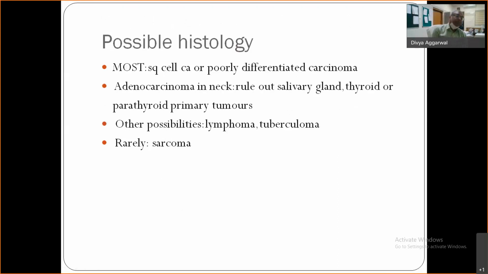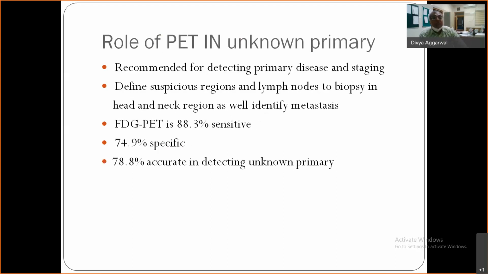Possible histology of an unknown or occult primary is squamous cell carcinoma or poorly differentiated carcinoma, and sometimes adenocarcinoma in the neck. If there is an adenocarcinoma in the neck, you should rule out a salivary gland, thyroid, or parathyroid tumor. The other possibilities are lymphoma, tuberculoma, or rarely sarcoma.